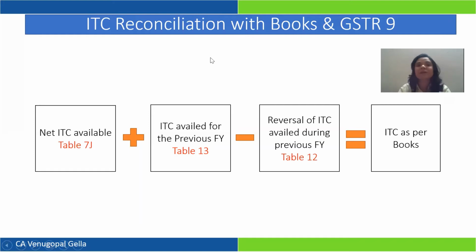That is, if I take the total credits as per books, ideally I would have availed some in this year, availed some in next year, and reversed some in next year. All of this I'm talking about GSTR-3B. But all of it I have accounted during 1819. So whatever I have availed in this year, plus availed in next year, minus reversal in next year would ideally be my input tax credit as per books. That would be your reconciliation checkpoint.